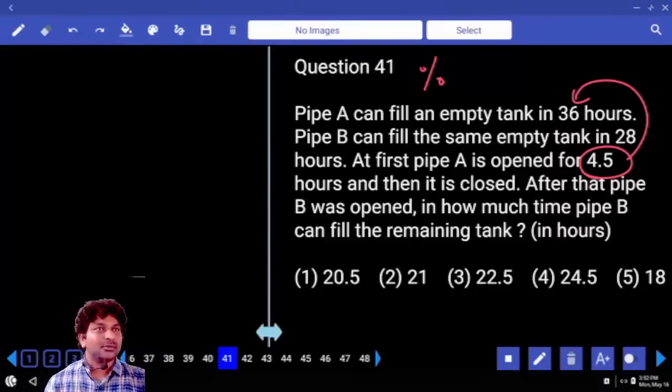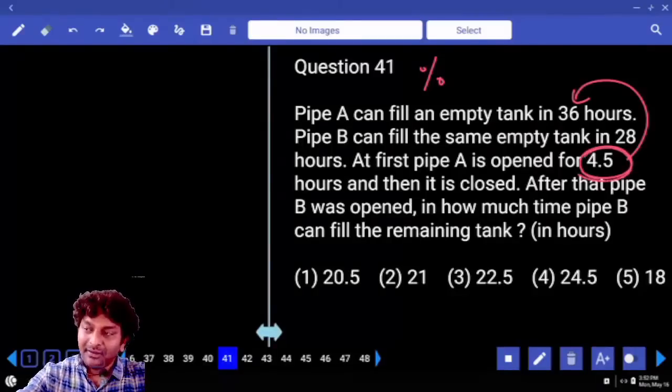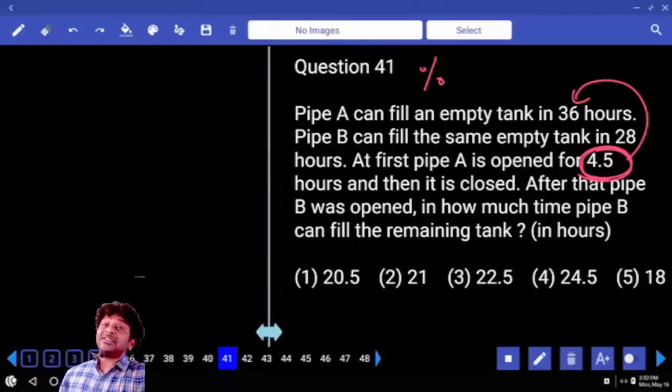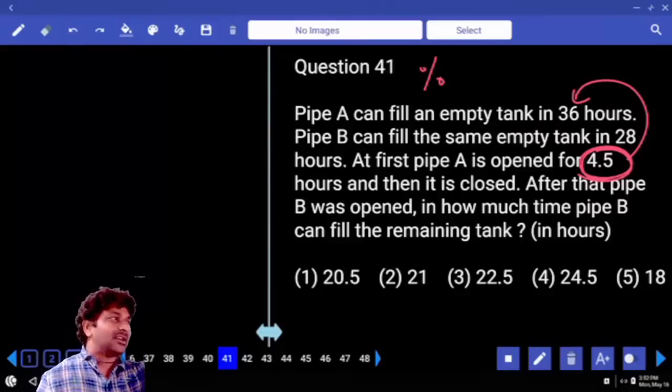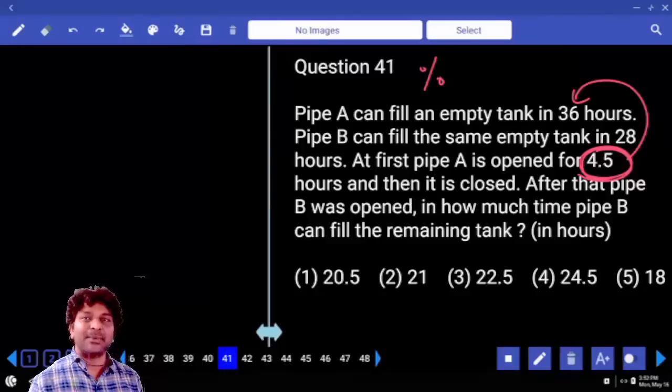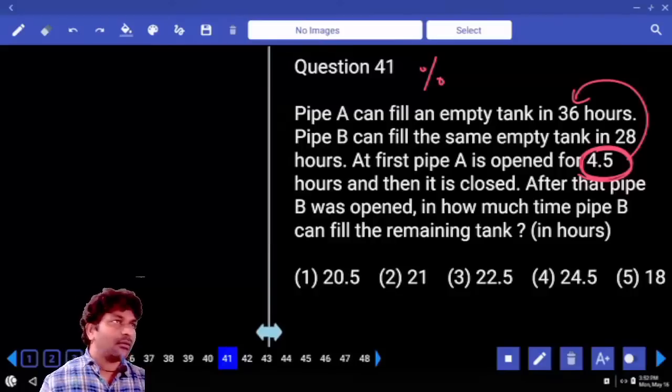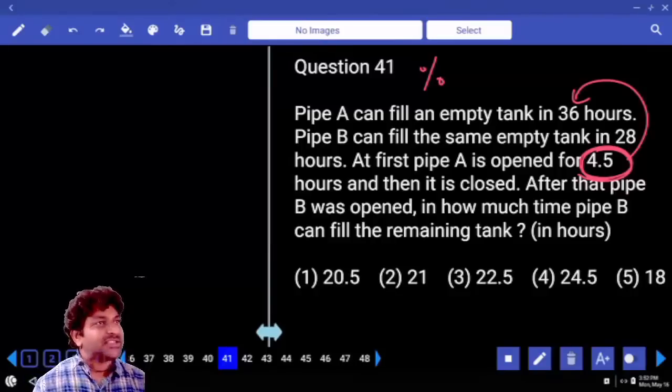Now again I'll ask the same question. Can you calculate what percentage 4.5 forms with respect to 36? Yes or no? Come on. 8%? No? Is it so easy? So percentage is also eliminated. I don't want to use that.